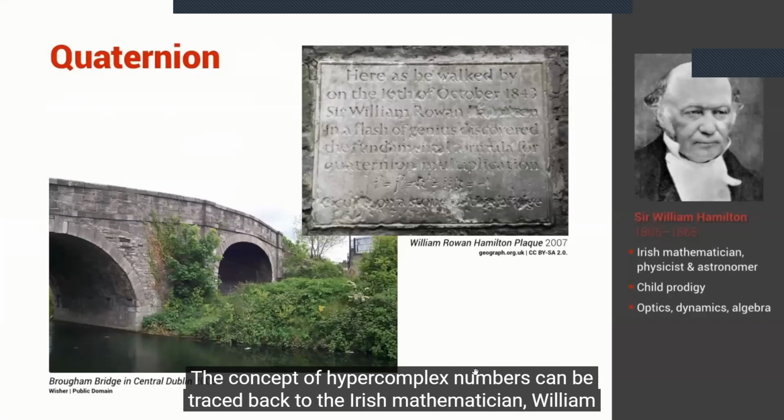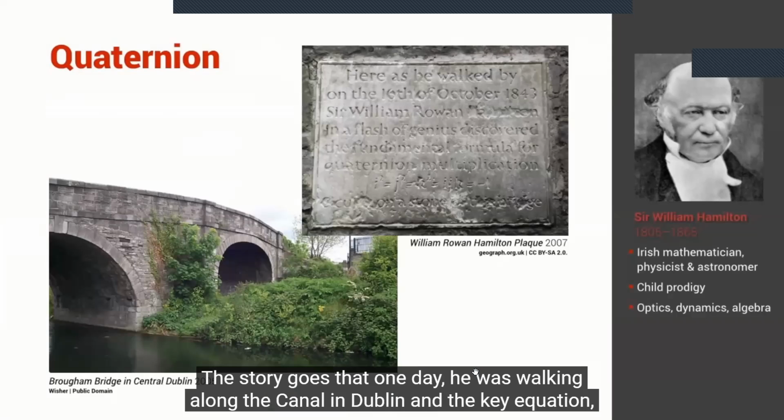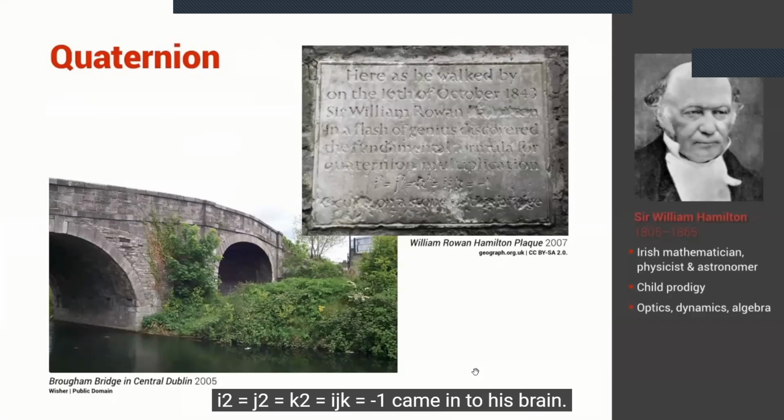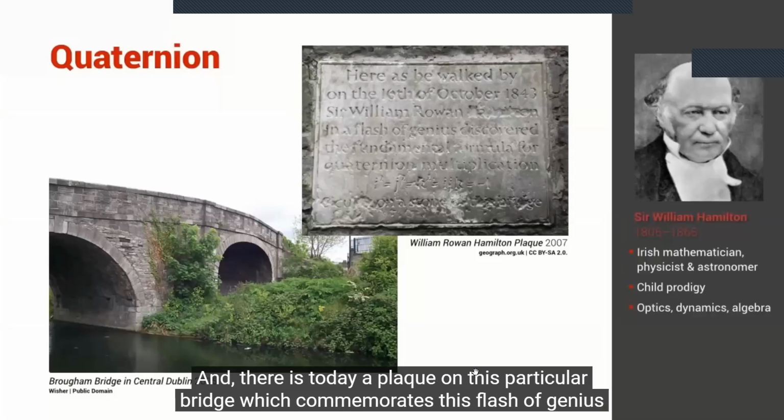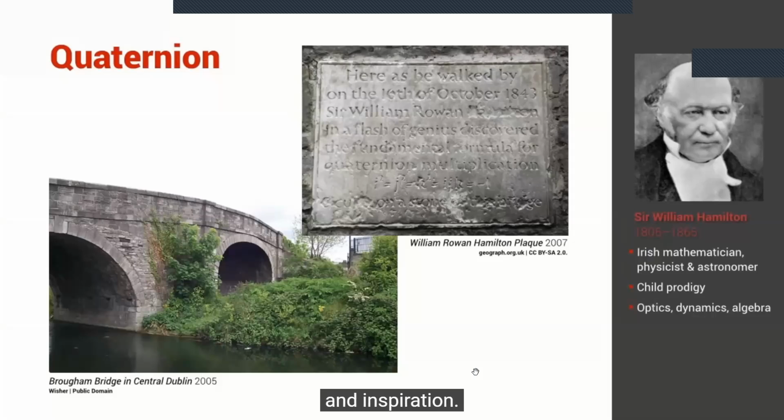The concept of hypercomplex numbers can be traced back to the Irish mathematician William Hamilton. The story goes that one day he was walking along the canal in Dublin and the key equation i squared equals j squared equals k squared equals ijk equals -1 came into his brain and he carved the equation into stone on the wall of the bridge. And there is today a plaque on this particular bridge which commemorates this flash of genius and inspiration.